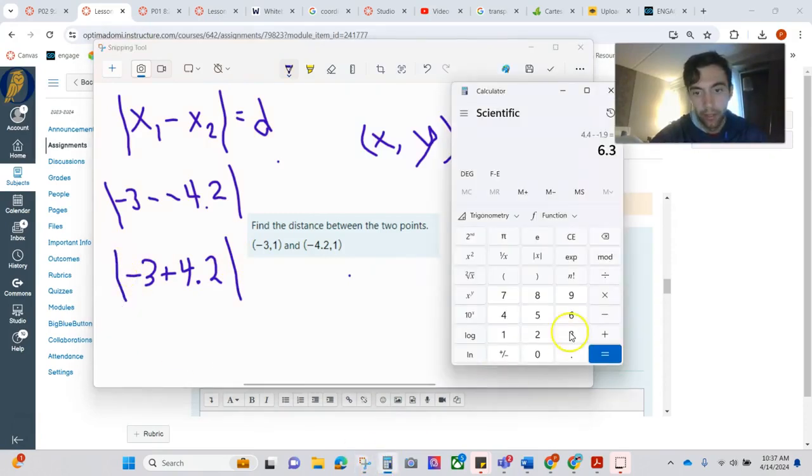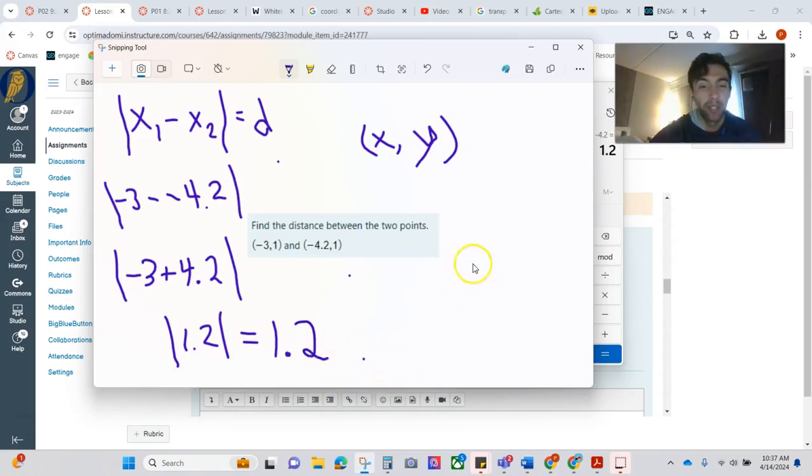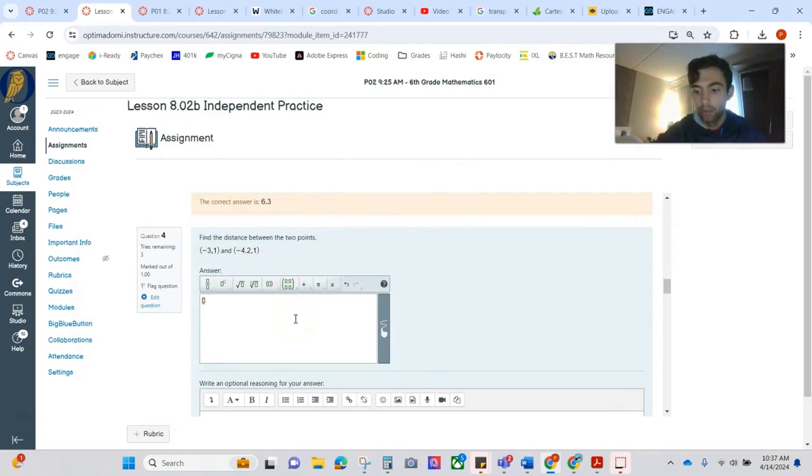And let's type that in our calculator. -3 plus 4.2 is 1.2. Now, just to prove that two minus signs can turn into a plus, let's type it in our calculator the other way. -3, minus -4.2, is 1.2 still. And we're finding the absolute value of 1.2, which is positive 1.2. Absolute value turns all numbers into a positive, even if they're already positive. So our distance for this question is 1.2.